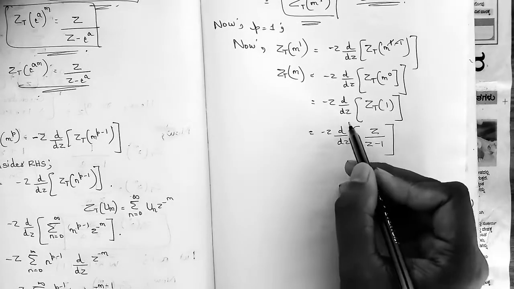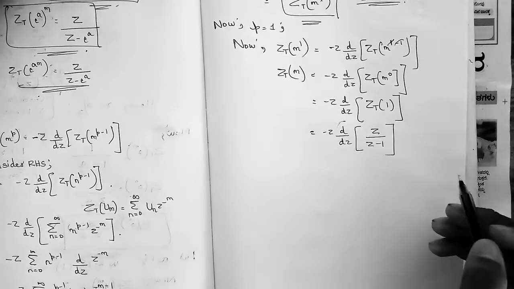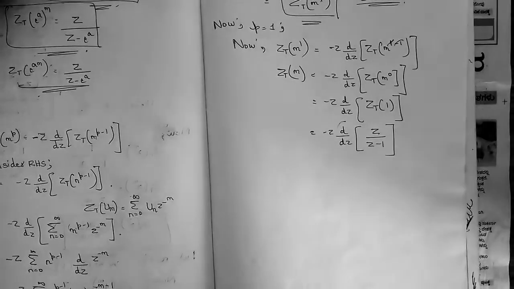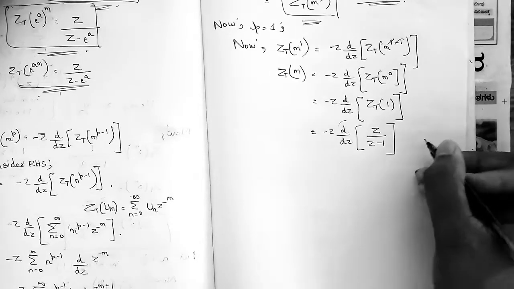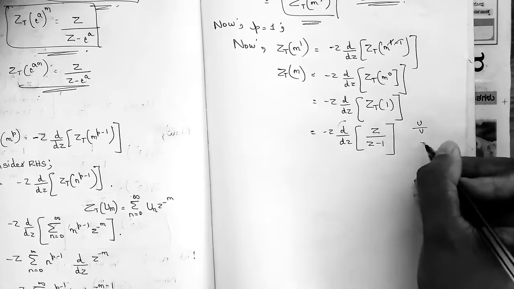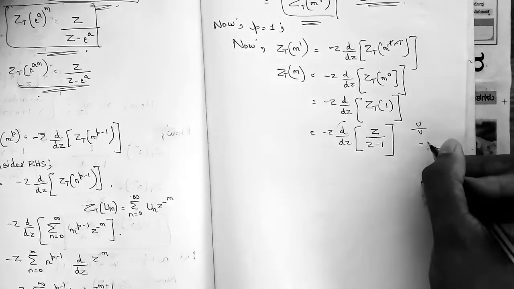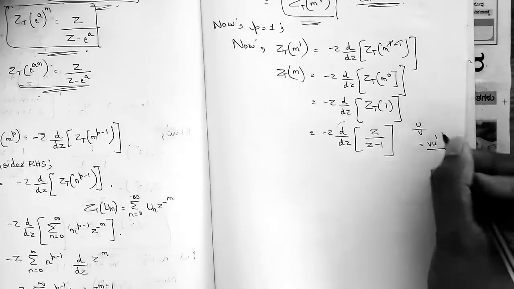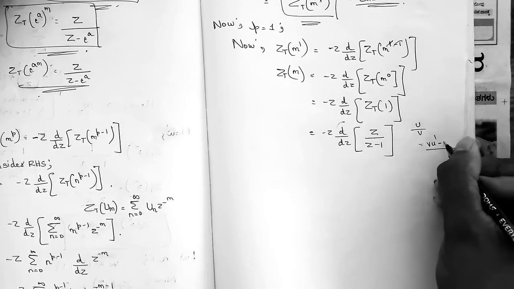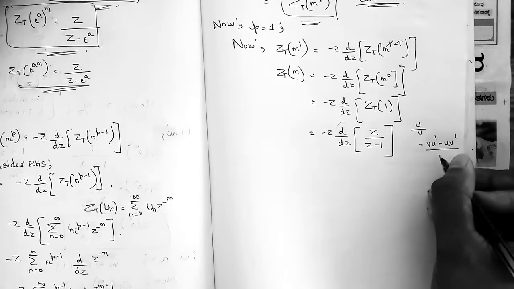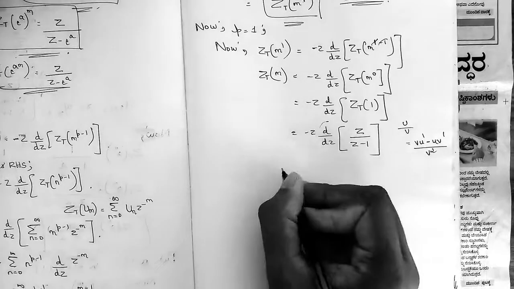So now here we need to differentiate the term z by z minus 1 by using the u by v rule of differentiation. We know what the u by v rule says. It says that u dash, the differentiation of u, minus u into the differentiation of v, divided by v square. This is the general u by v rule that we are going to apply for this case.